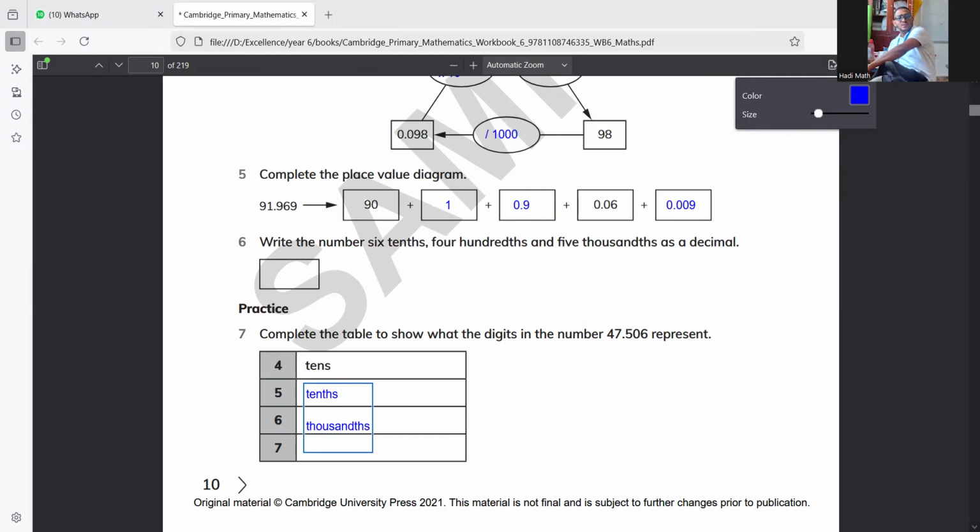And then you go to the last one, which is the 7. 7 is ones.